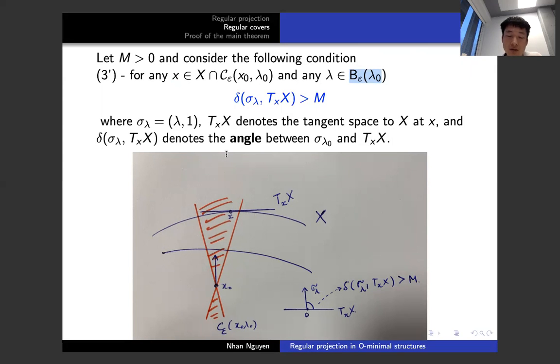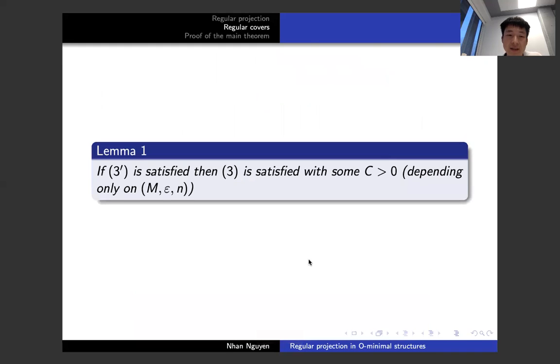If we look at the picture before, the condition 3 prime means we take any line through x0 contained in the cone, and we take any x in the intersection between X and the cone and look at the tangent space at x of X. And the condition 3 prime means the angle between the line and the tangent space is bounded away from 0. So it's easy to prove that the condition 3 prime implies the condition 3.